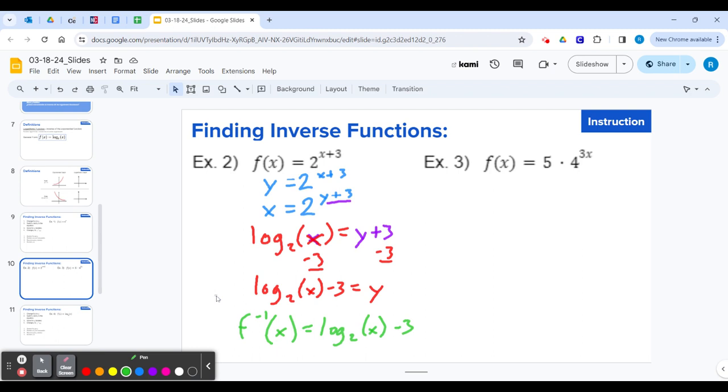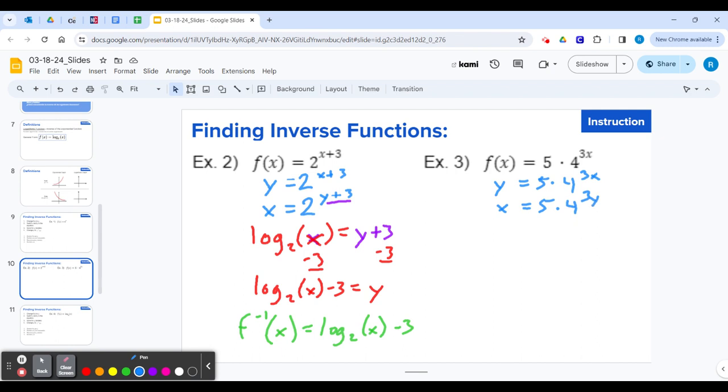All right, this last one is definitely the hardest one we're going to see. We have a 5 multiplying out in front and a 3 multiplying with that exponent. So if we just go through those first two housekeeping steps real quick, y equals 5 times 4 to the 3x, and then switch x and y. So x equals 5 times 4 to the 3y.